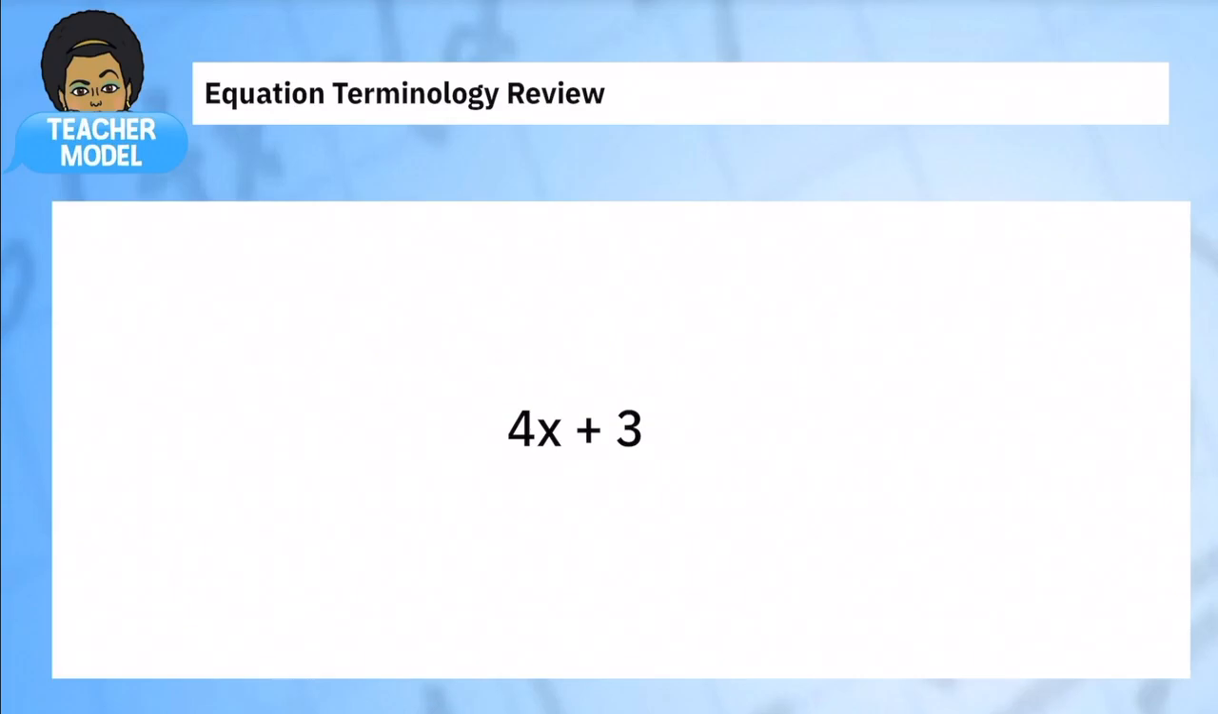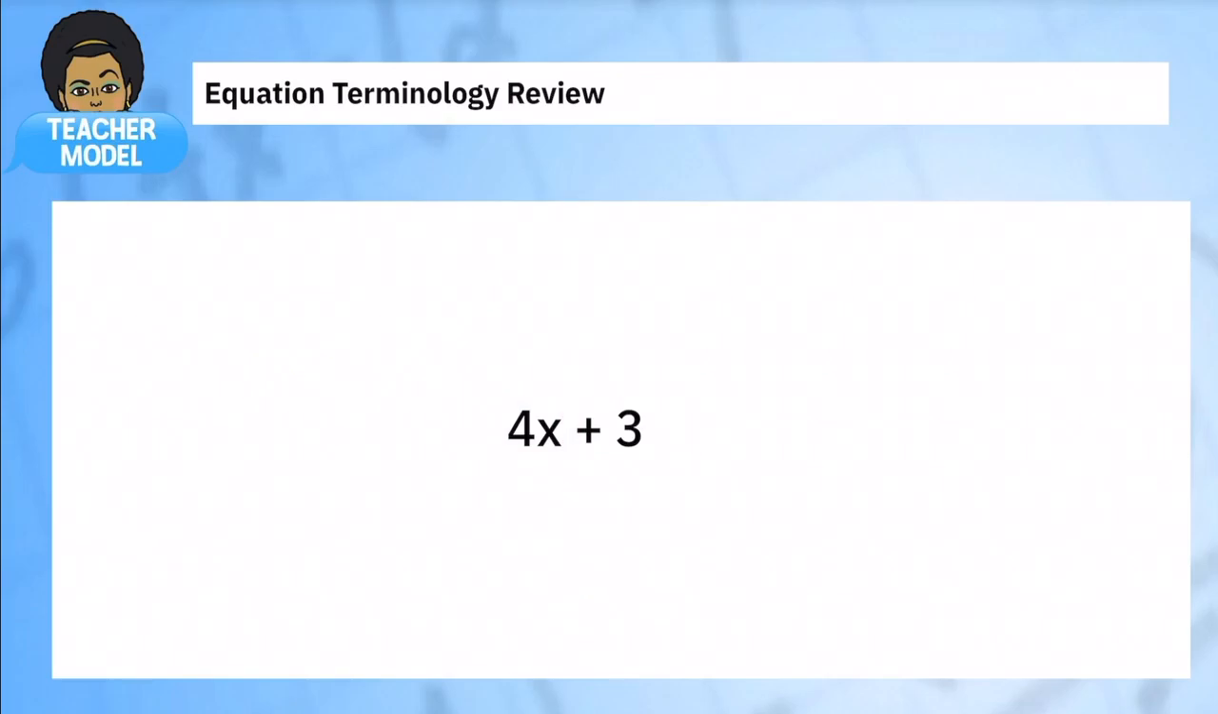Here we have an algebraic expression. In other words, we have a collection of terms, an operation, and we even have variables and coefficients. In this expression, we have two terms, the 4x and the 3. On the right, the 3, we call this a constant term, meaning it stands alone. It's a number, we know exactly what its value is.